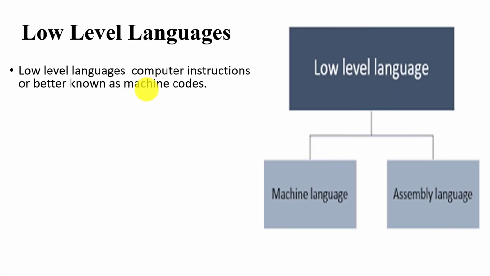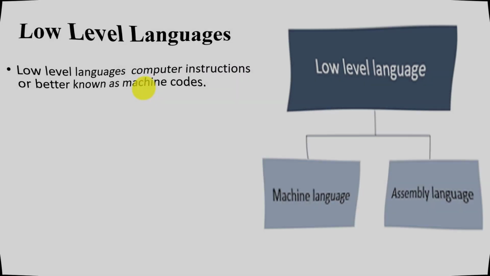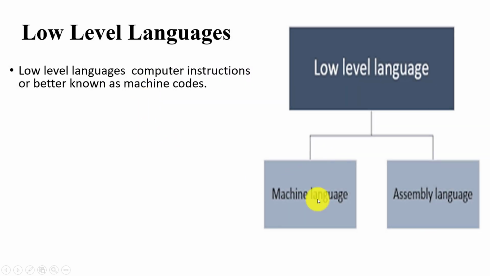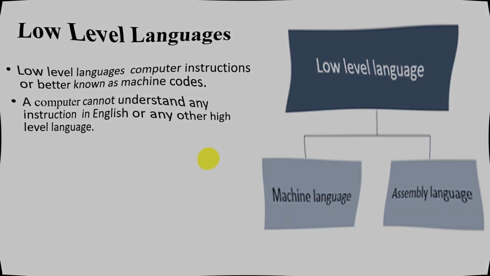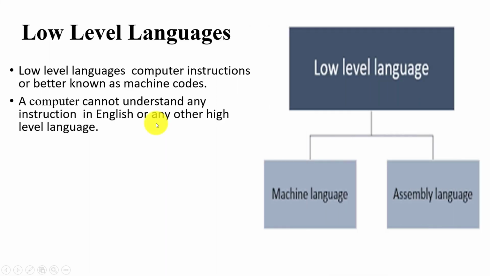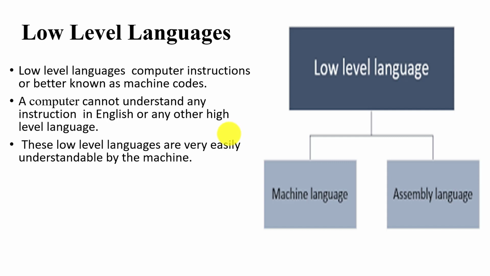code. Now the high level languages like C++, Java, Python, etc. we have to convert into zeros and ones, which come under the low level language, because the computer is a digital system. Under this low level we have the categories machine language and assembly language. Now what is machine language? Before that, we first understand the characteristics of low level language. Any instruction in English or any high level language, that's why we have to convert.